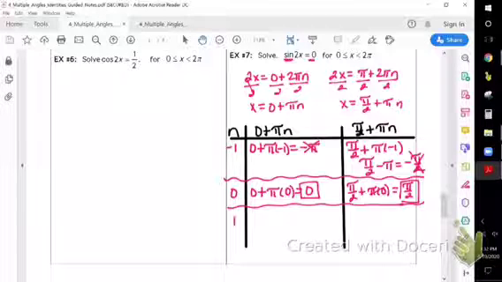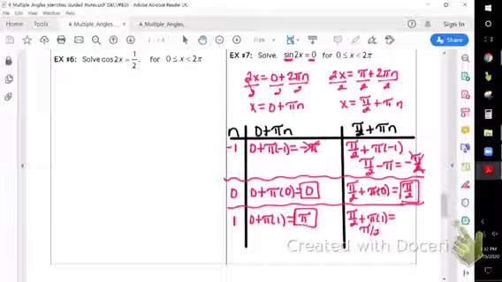So now let's do when n is 1. So we have 0 plus pi times 1, which gives us pi. That is also between 0 and 2 pi. And then we have pi over 2 plus pi times 1, which is pi over 2 plus pi, which is 3 pi over 2. That is also between 0 and 2 pi.